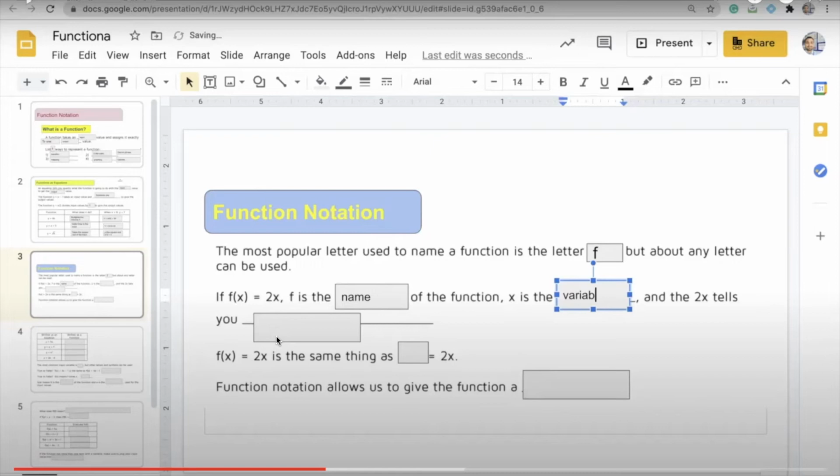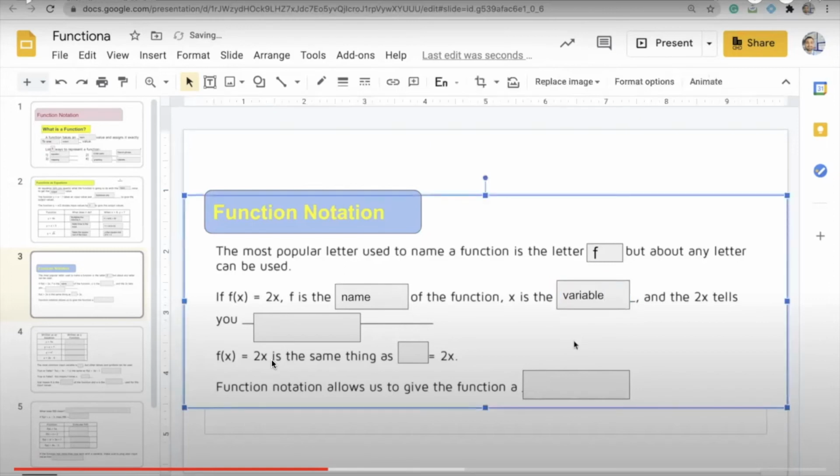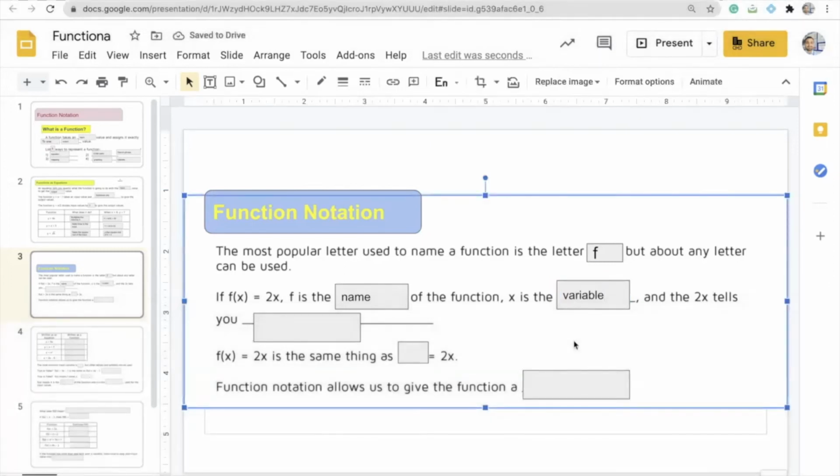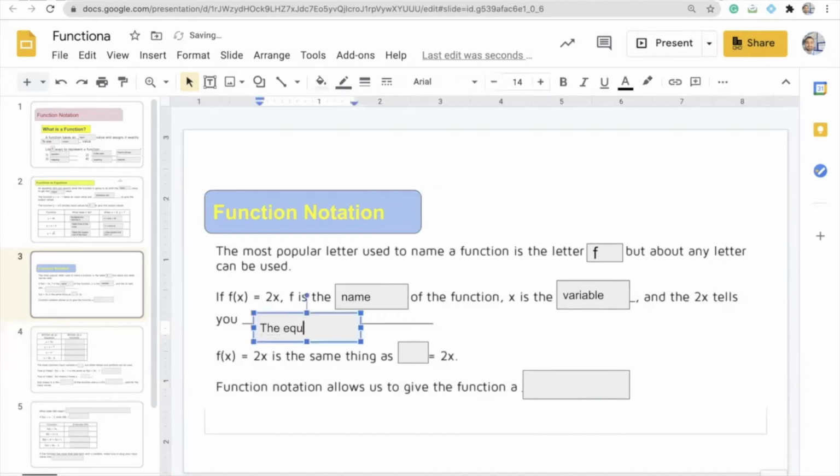It's not always 2x. It might be 10x plus 5. It might be x power 2 minus 3x plus 6. It might be x power 10. It's not always a linear function. There are many types of functions, but now we are focusing on linear functions, mx plus b. So each function has a variable and a name. The name of the function is f(x), which is y, and x here is the variable that can be changed. And the 2x tells you the equation.